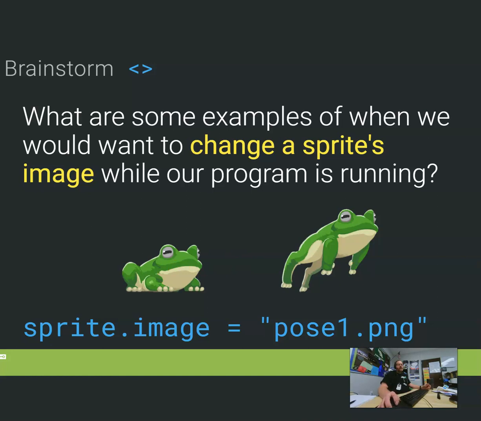Other examples might be when a button's pressed on your keyboard, and we'll learn how to do button clicks and mouse clicks pretty soon. A character's face might change emotions depending on what's happening, or maybe a bird's wings are flapping while it's flying, but when it glides or when it lands, its pose may change. So we're going to switch over to our code right now.